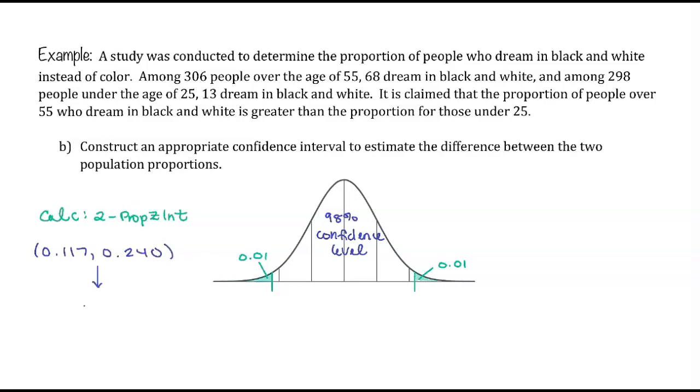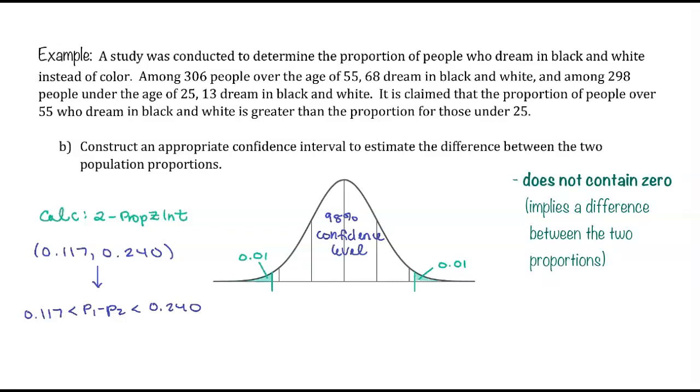Another way to write this would be that we believe that the difference between P1 and P2 is between 0.117 and 0.240. Let's think about what this implies about the difference between these two proportions. First of all, notice that this interval does not contain 0. The fact that it doesn't contain 0 implies that there is a significant difference between the two population proportions. If 0 was in this interval, then that would mean that it's possible that P1 minus P2 is equal to 0, or that P1 is equal to P2. But since 0 is not in this interval, that implies that that's not true.